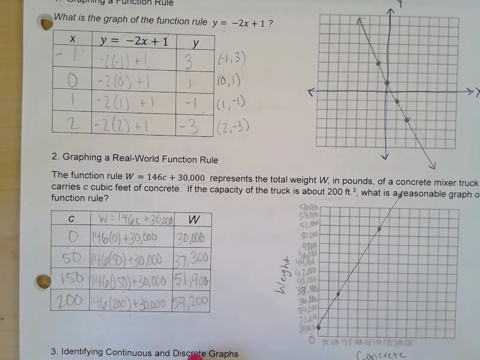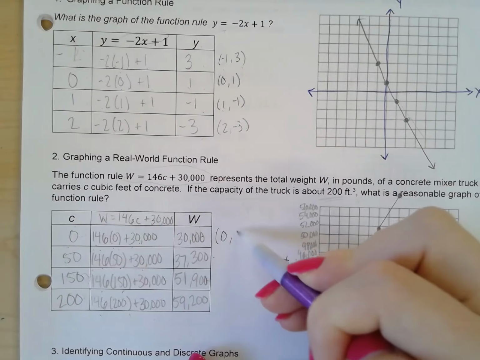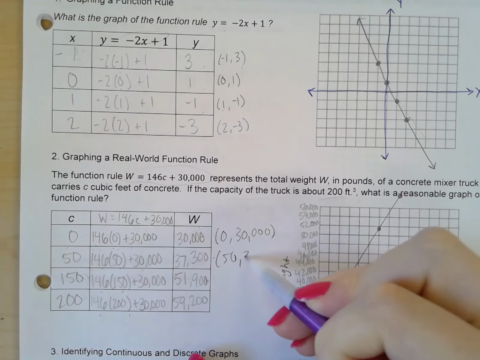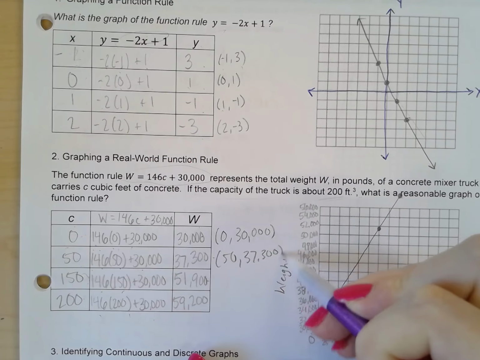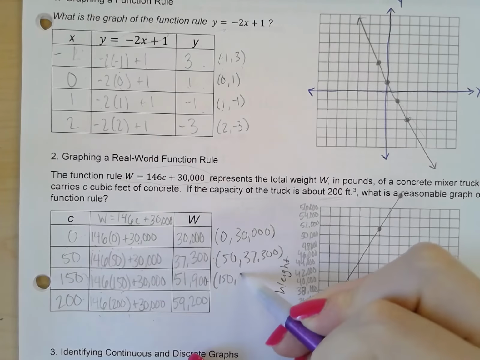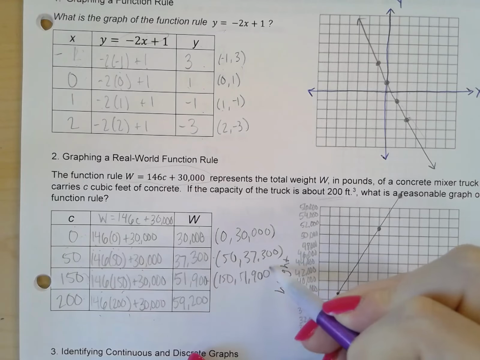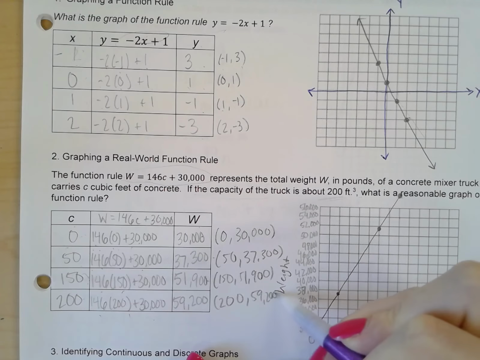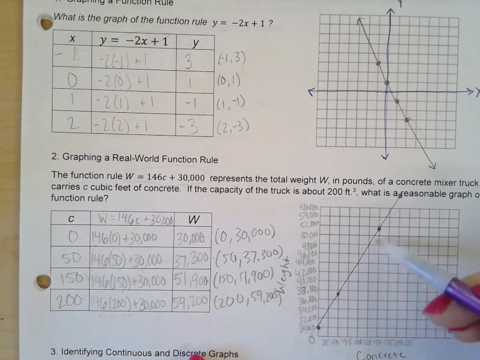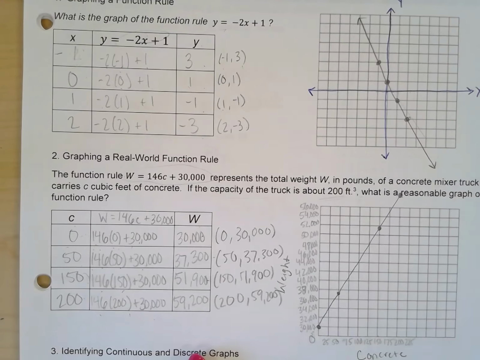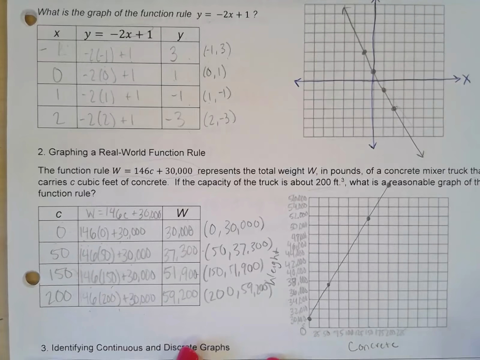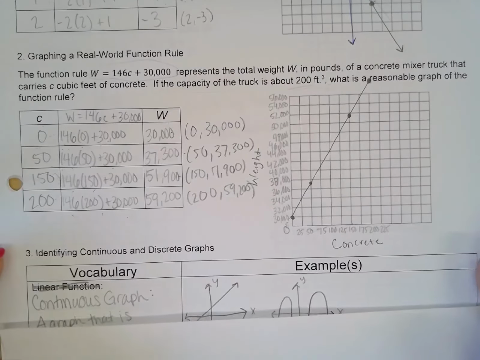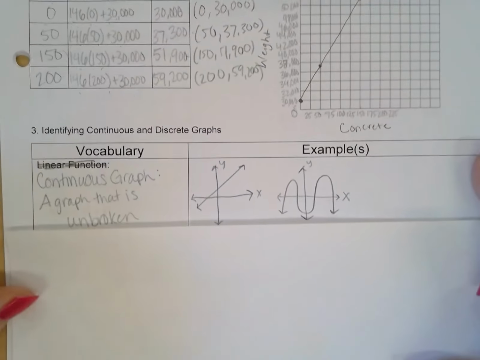So I then graphed. I had to graph 0, 30,000; 50, 37,300; 150, 51,900; and then 200 with 59,200. And when I graphed all those points on this graph, it became this linear equation, and that's my graph.